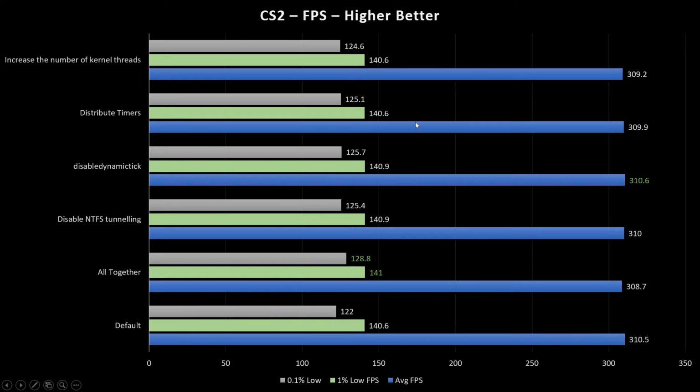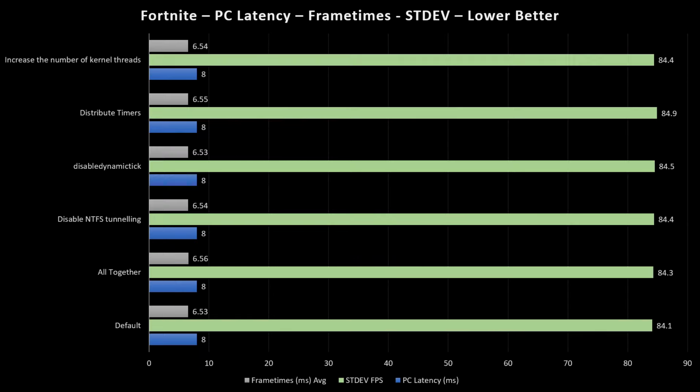In CS:GO, we follow the same pattern. We have some improvement with all together when we talk about 0.1% lows and 1% lows, and some improvement when we disable dynamic tick. Actually, we don't see anything in terms of FPS. Same thing for PC latency, frame times, and standard deviation. The PC latency is actually the same in all situations. It probably makes sense because the metric is from FrameView and I don't know how precise it can be.